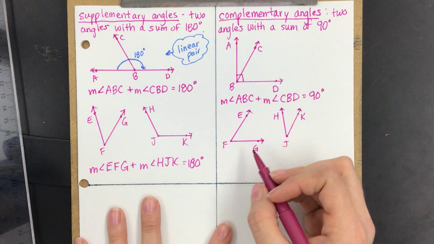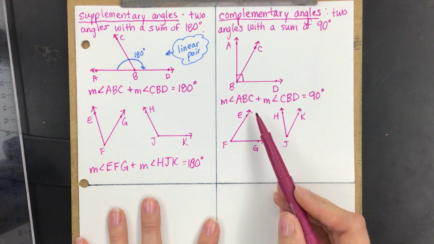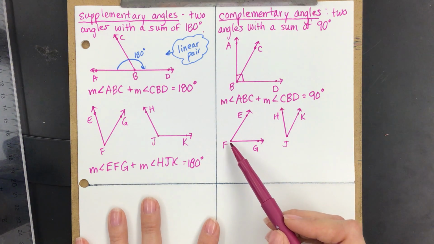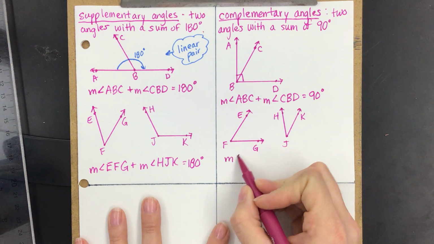So we can say, and I'm going to show you one more way of writing an angle too. If you have an angle that is all by itself, there's no other angles coming off of the same vertex, we can just say measure of angle F.